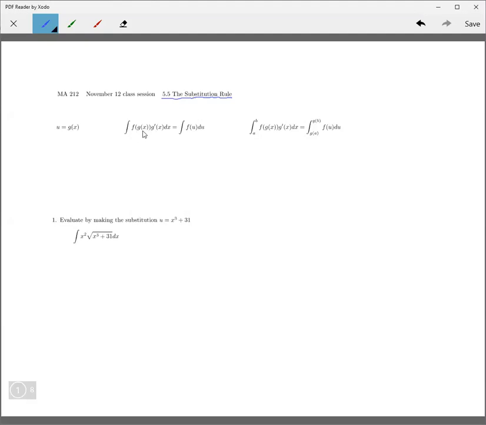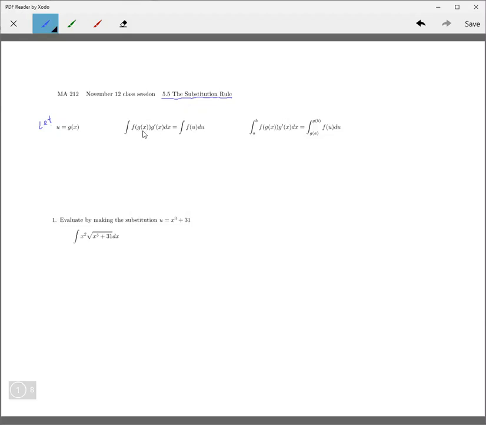The g of x is the inner function, and the f is the outer function. So you let u be the inner function. This choice can sometimes be hard to make, and in my opinion you just need a lot of experience to figure out the best choice. So here's the deal. You have an integral like this that you want to do. You let u be the inner function.